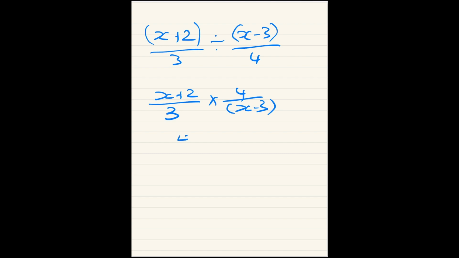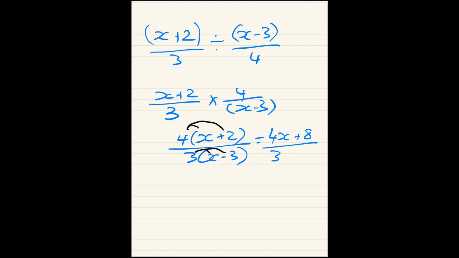So we've got 4 lots of x plus 2 over 3 lots of x minus 3. And let's expand our brackets. Again, remember, we're just going to be timesing the outer term by the inside terms in turn, so we're going to have 4x plus 8 over 3x minus 9. Again, look to see if you have got any common factors. In this case, we don't, so we would leave this as it is.